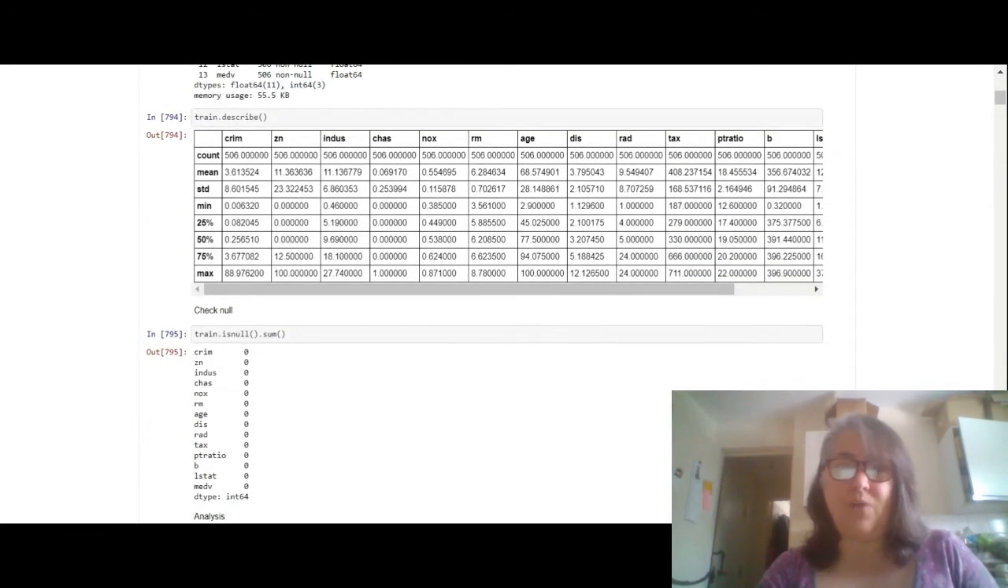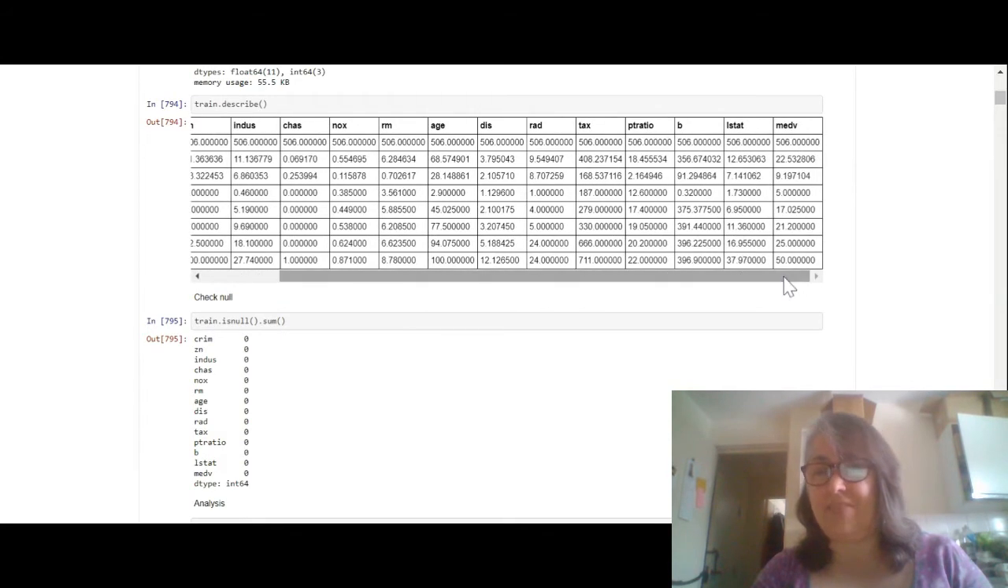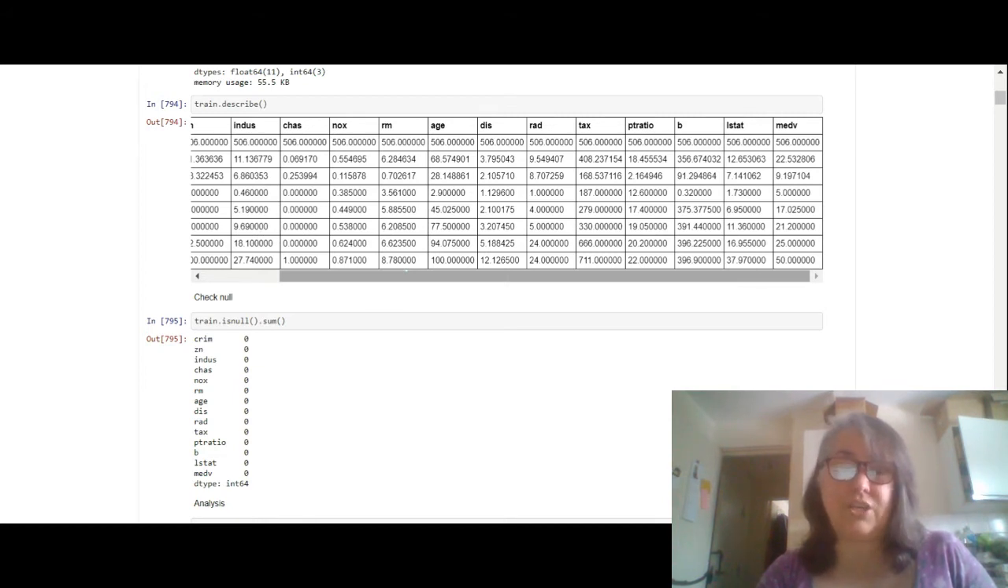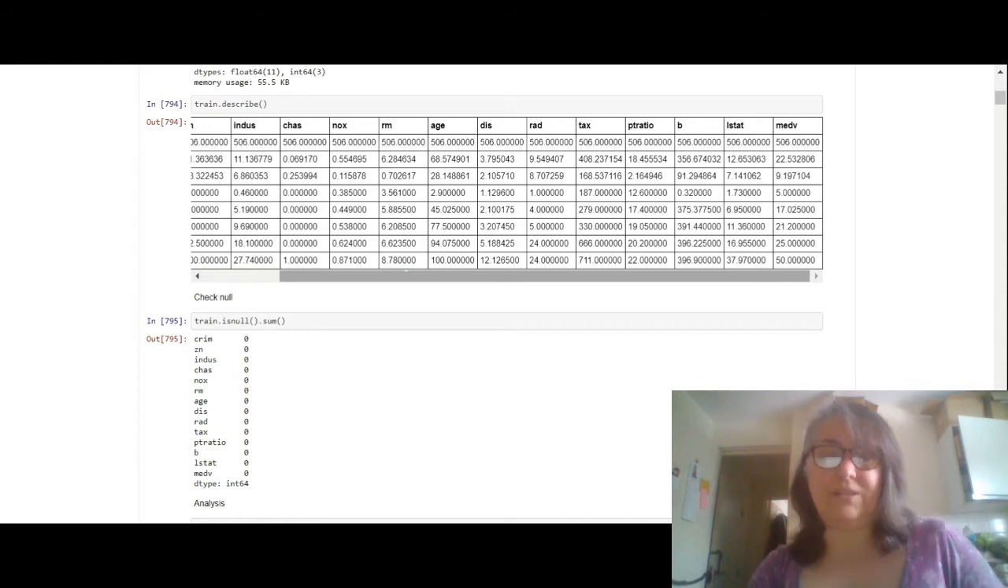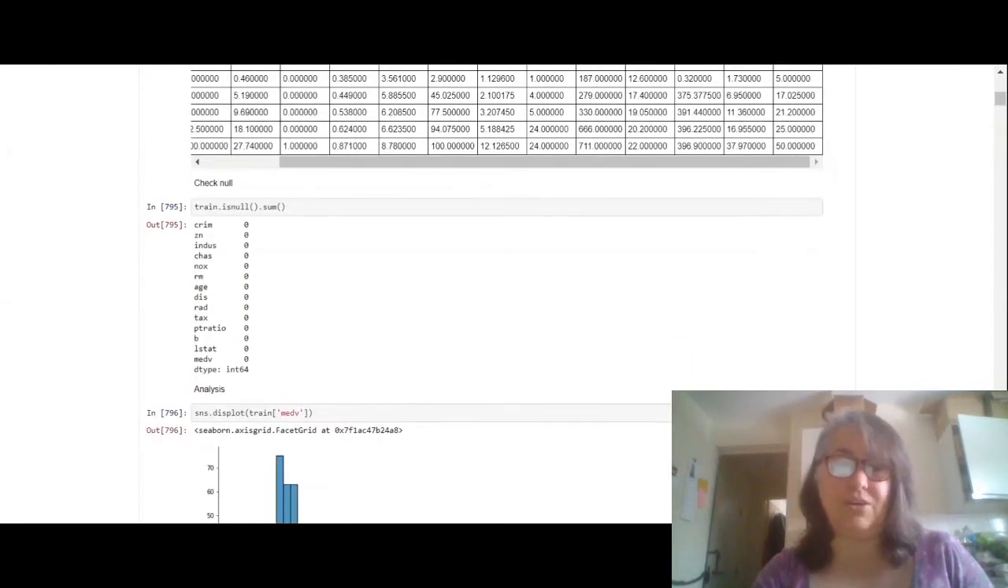What we've done is we've described this data set. So when you describe the data set, you get some statistics: the mean, the standard deviation, the min, the 25%, 50%, 75%, and max. But one thing that they don't give you is the most frequently used values and the least frequently used values. But I will be covering that in the code review, because that's what we're doing. We're doing a code review.